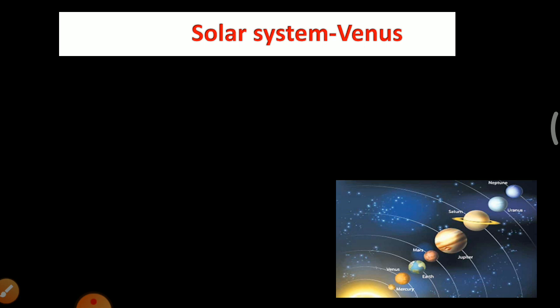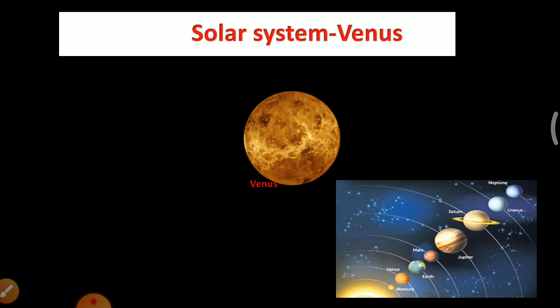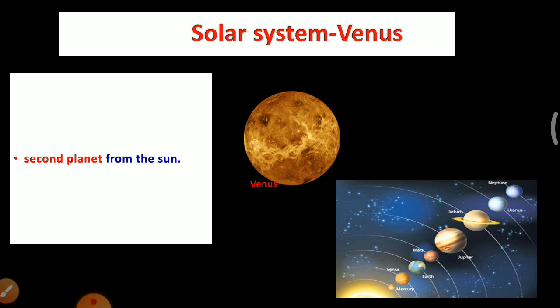The next planet is Venus. Look at this diagram where Venus is placed. Venus is placed second planet from the Sun. So look here, this is the image of Venus. Second planet from the Sun.